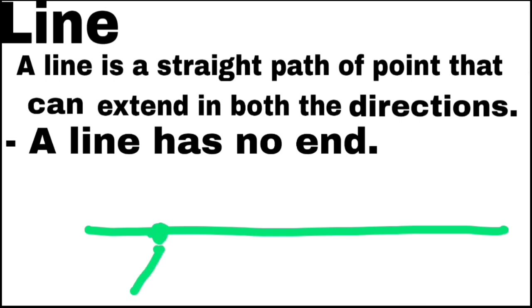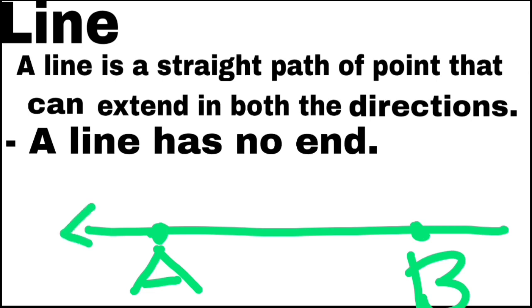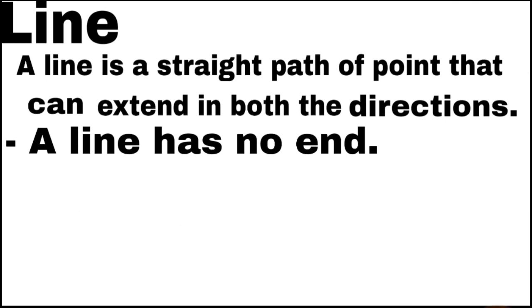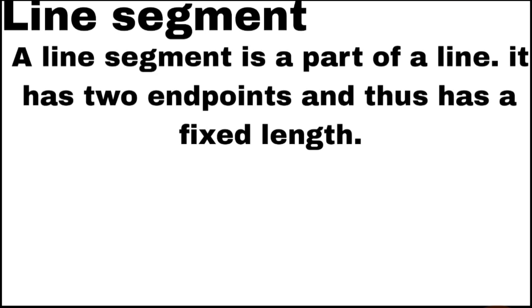First one is a point, named A. Another one is named B, in capital letter, but the line is ongoing beyond B. We can say that a line has no end points. The line is ongoing.